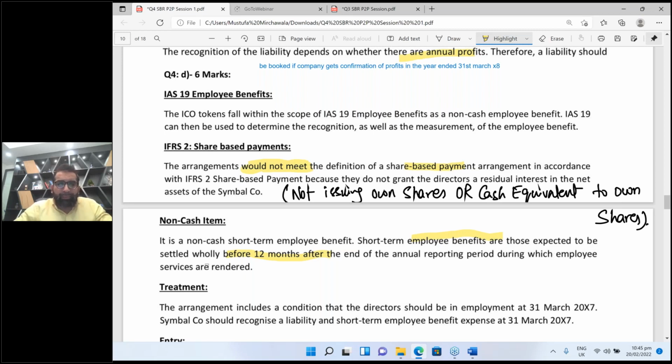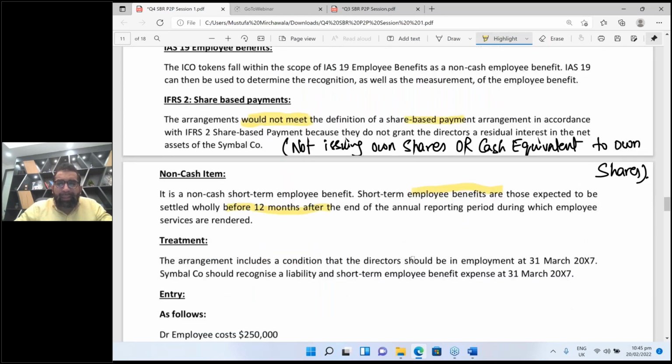Now, the arrangement includes a condition that the director should be in employment at 31st March X7. So yes, all the five directors are still in employment at 31st March X7. So yes, it's an obligation for us, because they have fulfilled their condition, meaning they have done their work. Symbol company should recognize a liability and short-term benefit expense at 31st March X7 with the following entry.